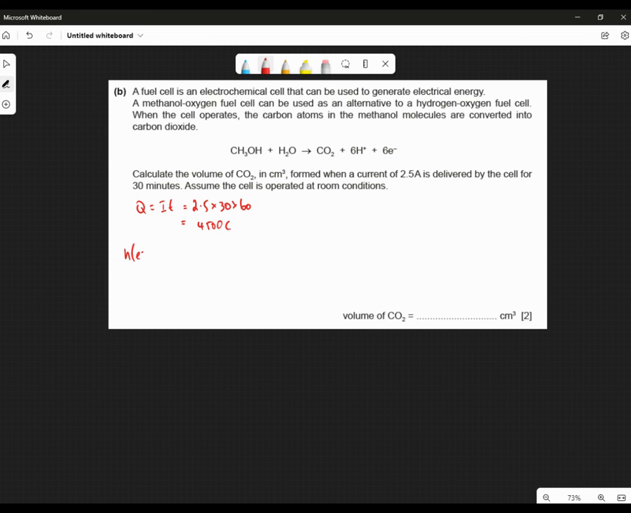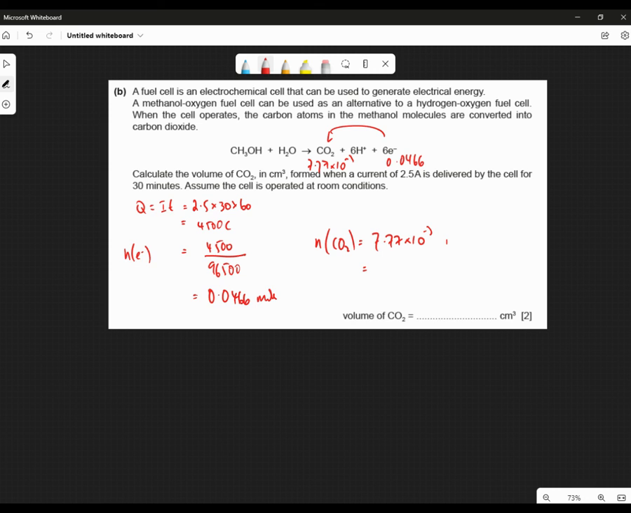Now I want to get the number of moles of electrons, and we divide the number of coulombs by a Faraday, 96,500. And that gives me 0.0466 moles of electrons. And therefore, to get the number of moles of CO2, I'm going to divide that number by 6. And I get 7.77 times 10 to the minus 3. So the number of moles of CO2 is 7.77 times 10 to the minus 3.